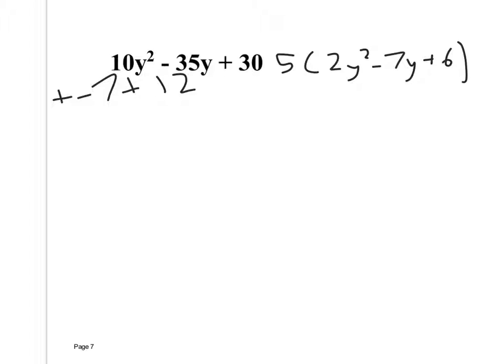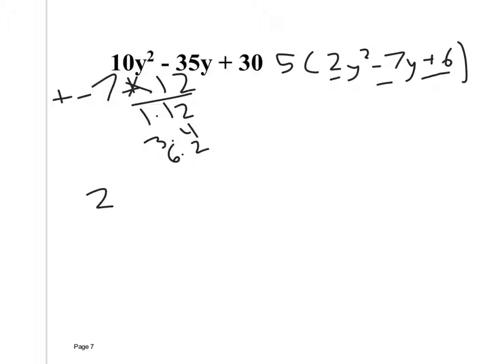Kyle, did you get that right? Okay, don't forget to multiply these two. So I go through my factors of 12. You've got 1 and 12, 3 and 4, 6 and 2. Which one of those would add to give me negative 7? Since C is positive and B is negative, I know they're both negative.